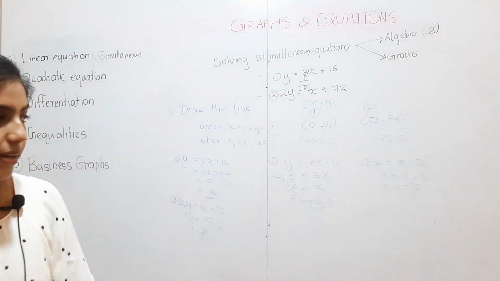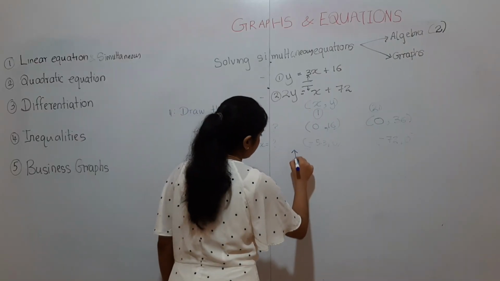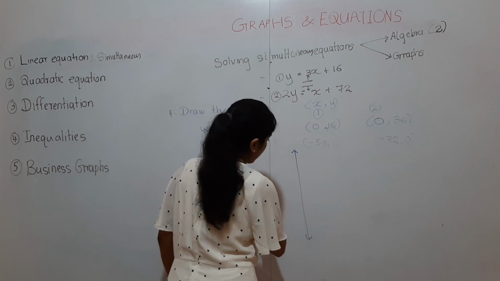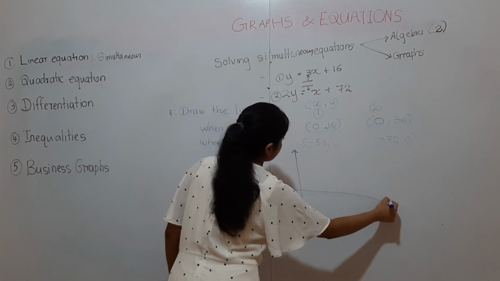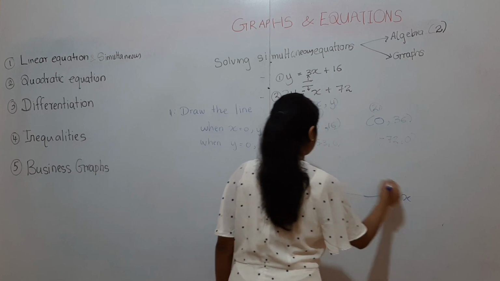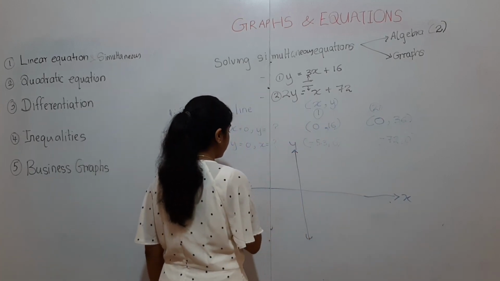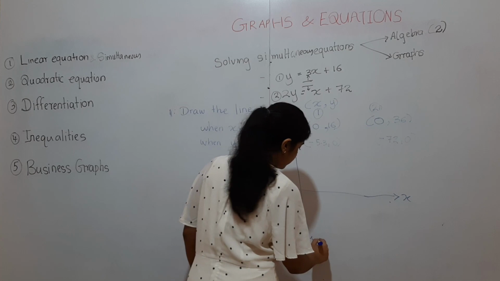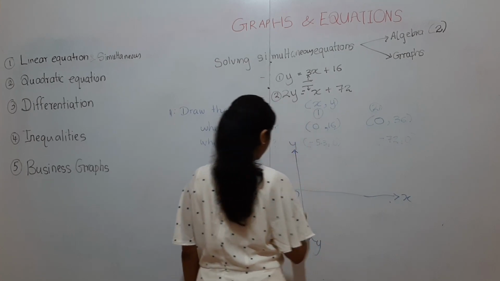Now, let's start to draw the line. First, draw the graph up with minus figures because we got minus coordinates. X plus, this is y, this side is minus x and this side is minus y, and here we have 0.